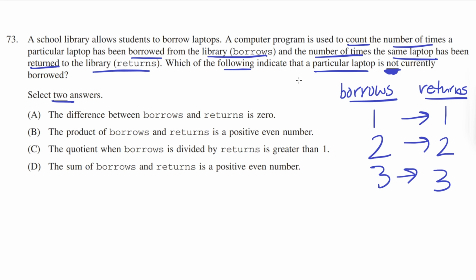not being borrowed. So A is the correct answer choice because it explains that the difference between borrows and returns is 0. Because when the difference between the borrows and returns is 0, that means the two numbers equal each other. So every time the computer was borrowed, it was returned. And so currently the computer is not being borrowed. So A is the correct answer.